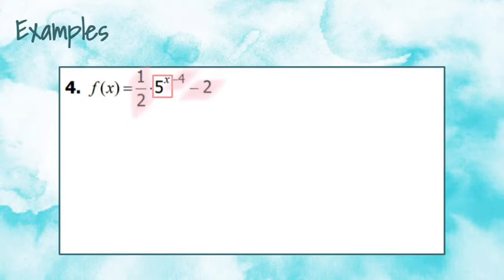So first, let's look at the 1/2. That is in the position of A. And it is a positive number, so we don't have to worry about a reflection. But we do need to figure out if the absolute value of 1/2 is larger or smaller than 1. 1/2 is less than 1. So that means that we are going to have a vertical compression. So this is a vertical compression by 1/2.